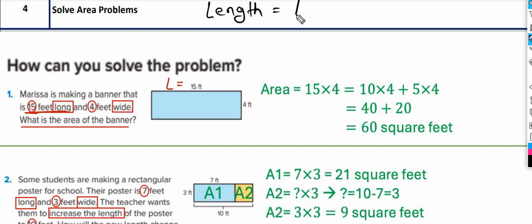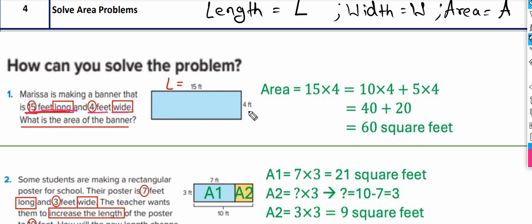Length, I will write it as L, and width I will write as W, and area I will write as A. Okay, now 15 feet long, so that's your length, 4 feet wide, that's your width. Now area is length times width, 15 times 4.